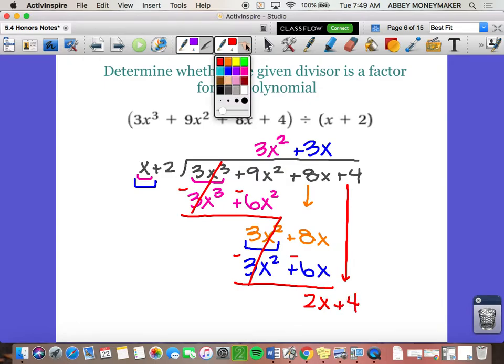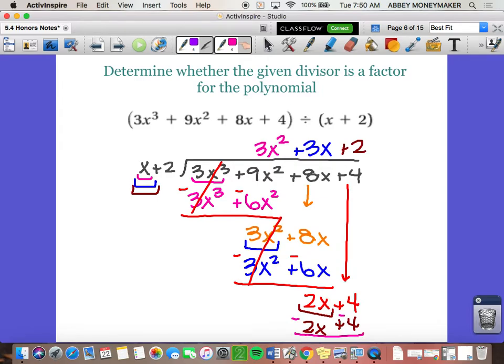And we repeat the process. What do I need to do to x for it to become 2x? Multiply it by a positive 2. And I'm going to distribute that out to my divisor, 2x plus 4. I'm going to draw the line and change the signs. And everything cancels, so I get a remainder of 0. So what do we know about x plus 2? It is a factor.